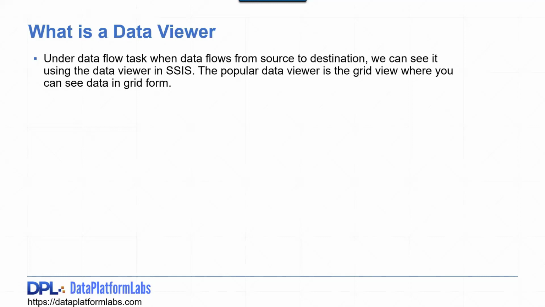There is an option like grid view where you can actually see the data, and then there are multiple options like you can copy the actual data from the SSIS when it's flowing from source to destination. You can copy the data and paste it in a CSV file or maybe in an Excel file as well. So you can save it as well.